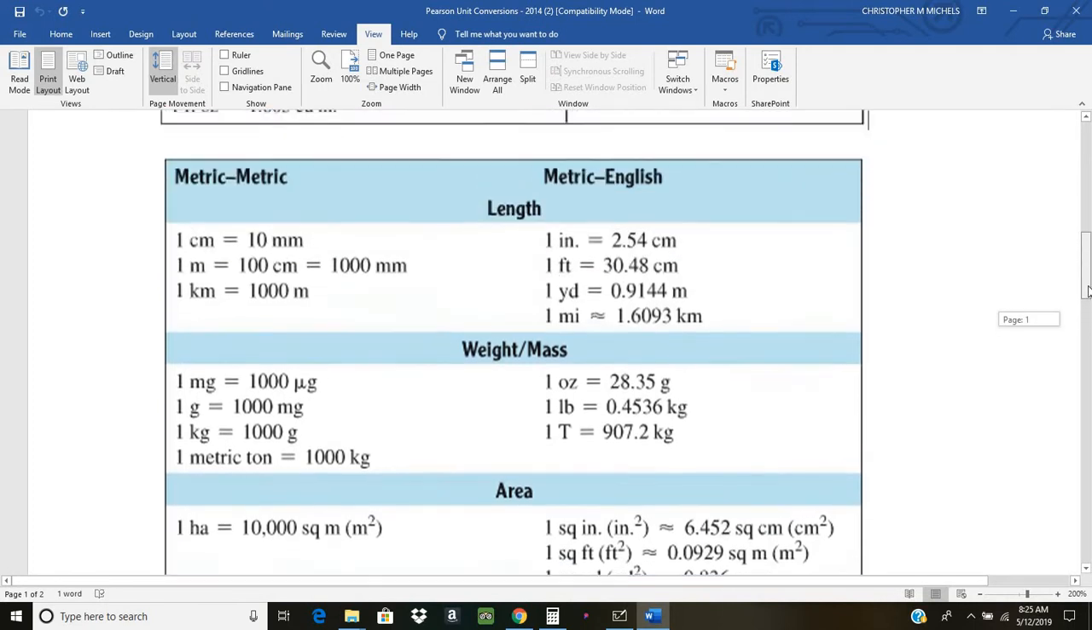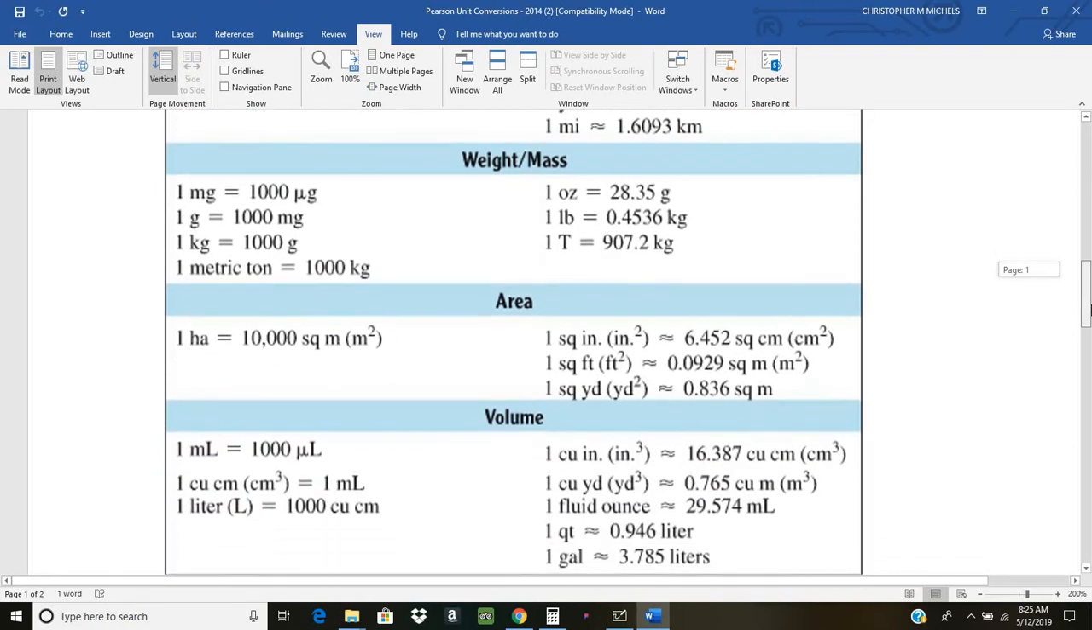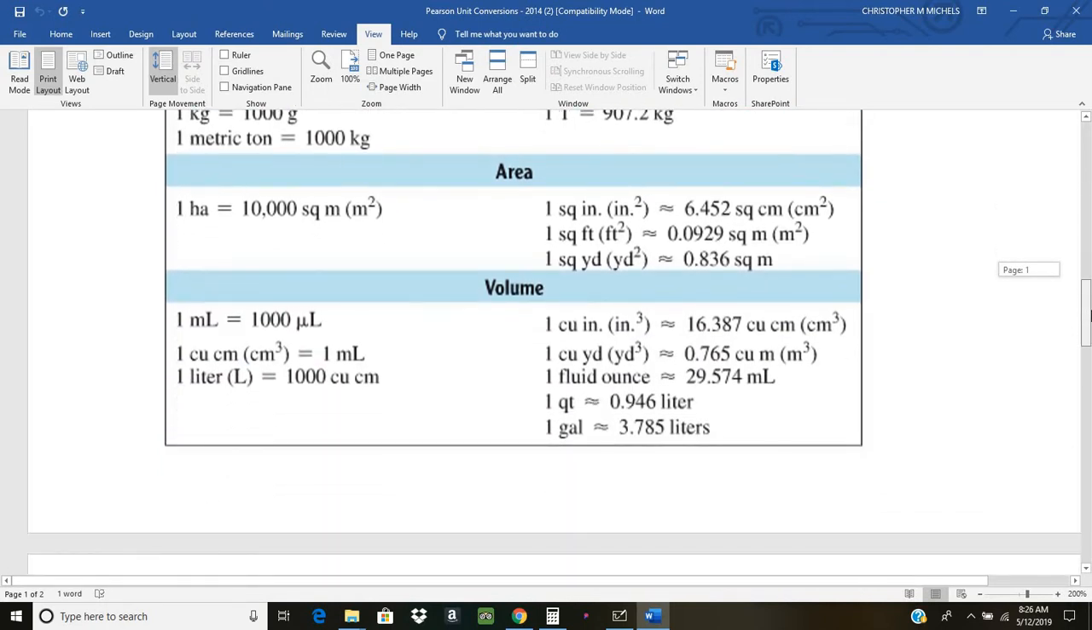Then if you look on the right side of the chart, we have metric to English conversions, or standard, whatever you want to call it. Some people call it the English system. I've heard it called the standard system. Most people just say what the United States uses. Here we have all our conversions from the English unit to its metric equivalent. Notice these numbers are not favorable, so we get a lot of wavy equal signs, because when you convert standard to metric, they just do not line up well. That's why you get really crappy numbers.